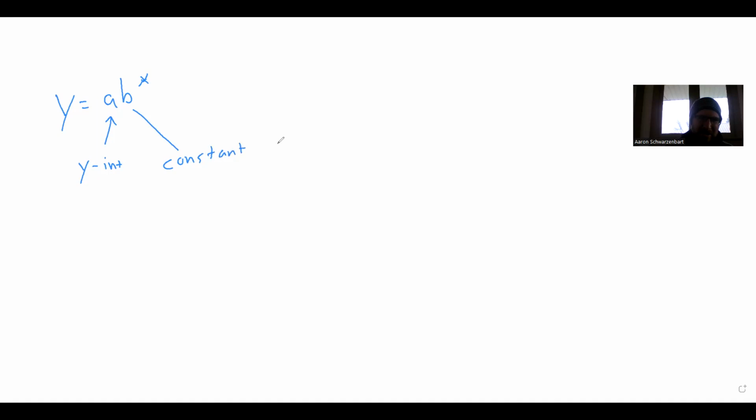This one showed up on the last test. This one shows which one grows or decays faster. Okay, growth or decay factor. That's the other word we use for it. And remember, if we have other transformations, we want to start by taking it and graphing this form.